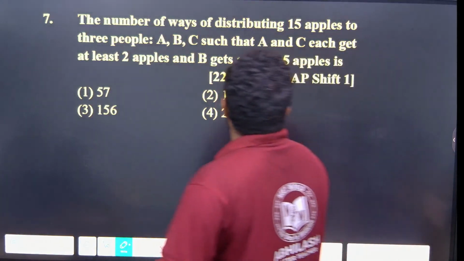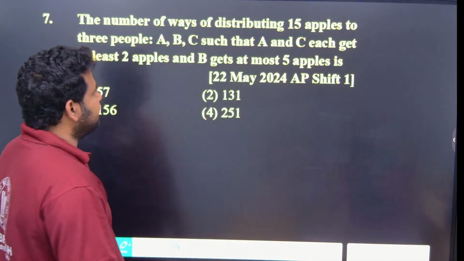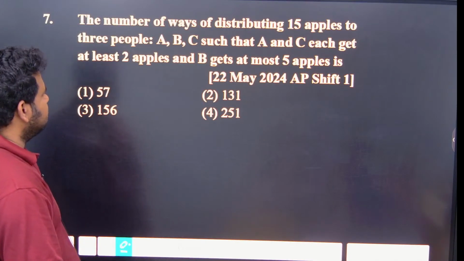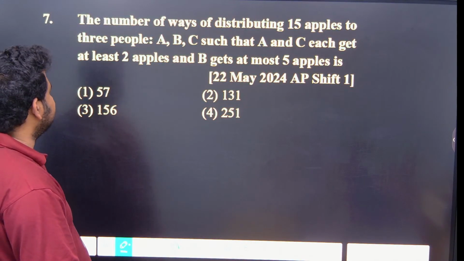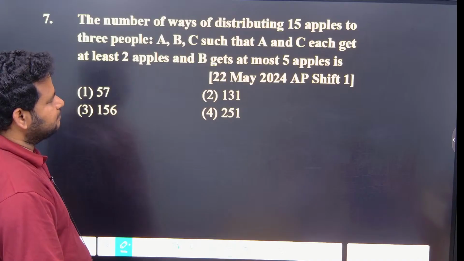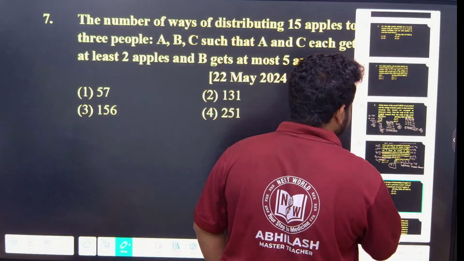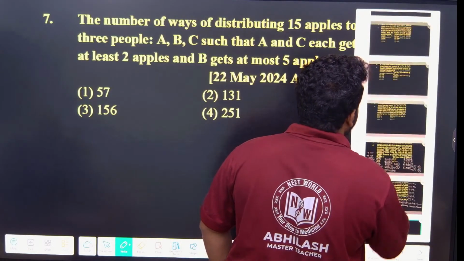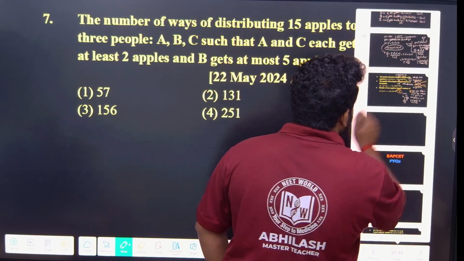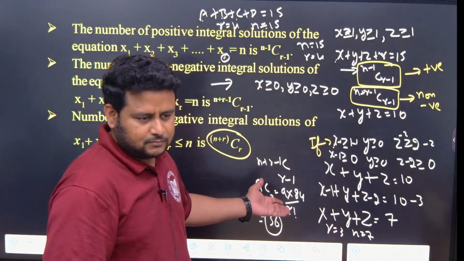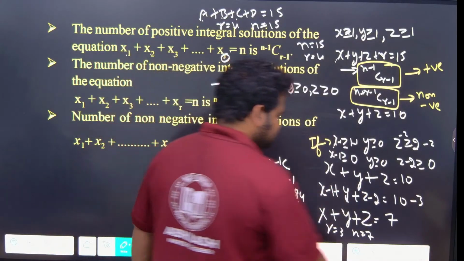They are asking the number of ways of distributing 15 apples to 3 people A, B, C such that A and C each get at least 2 apples and B gets at most 5 apples. This is a question of this type. This is the logic we will be using here. See here.